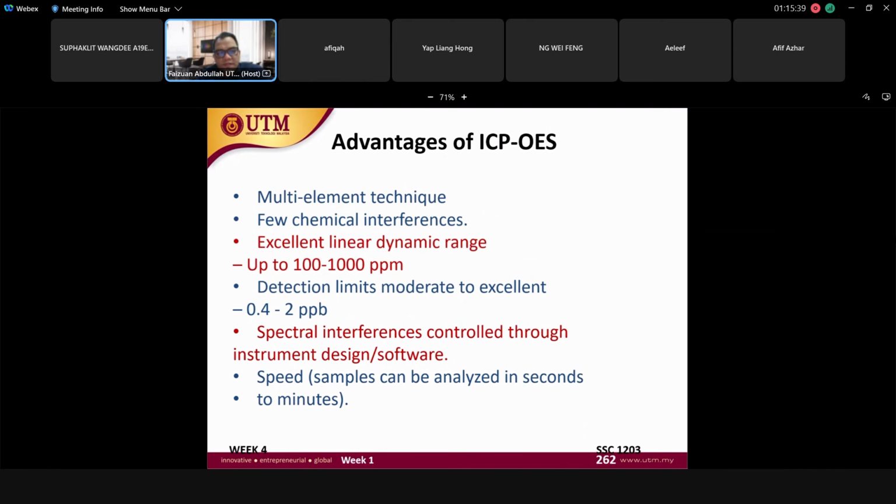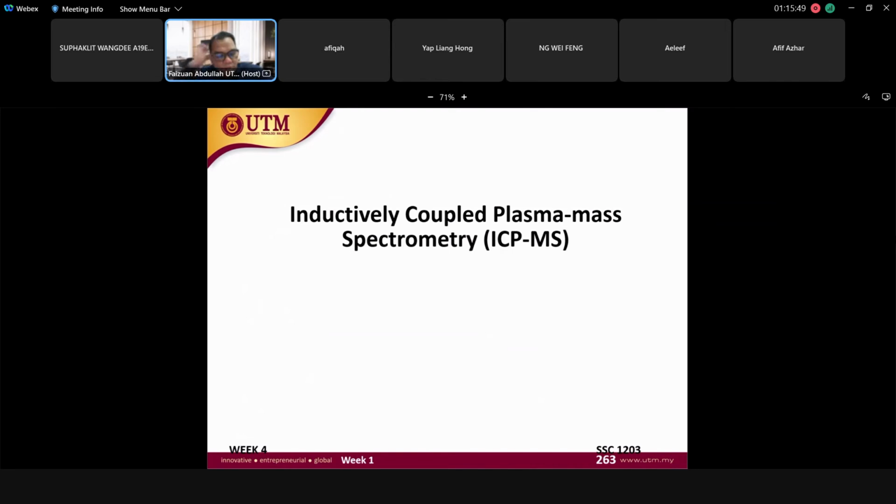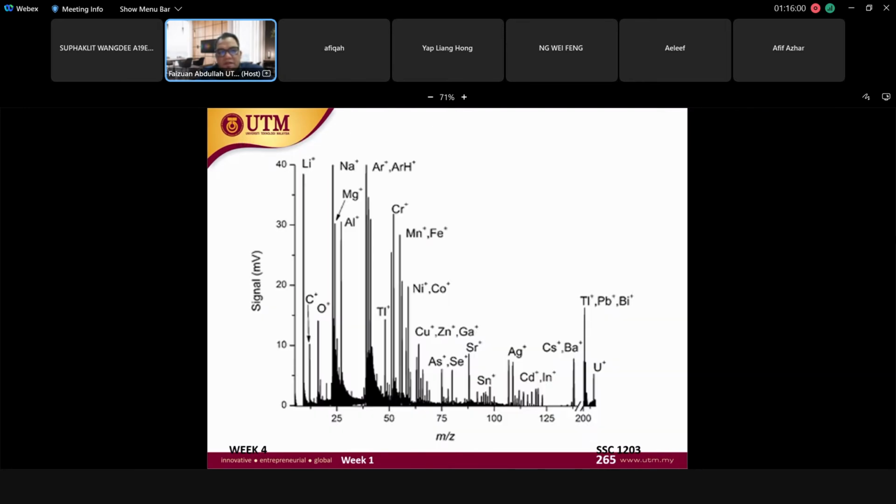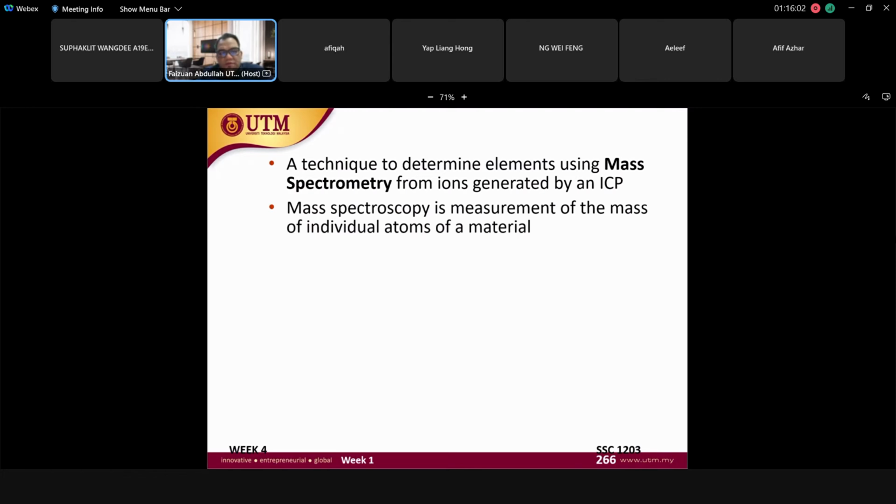The advantages: multi-element, of course, few chemical interferences, excellent linear dynamic range, low detection limit, and also speed. Okay, now we move to ICP-MS. The difference is MS, right? The plasma is similar for atomization, and then we have MS. What is MS? The mass spectrometry of ions generated by ICP.